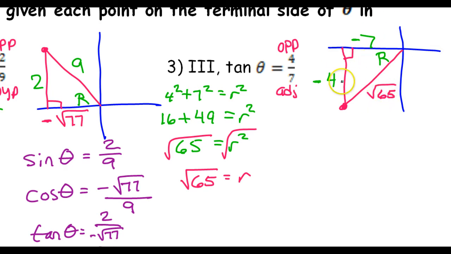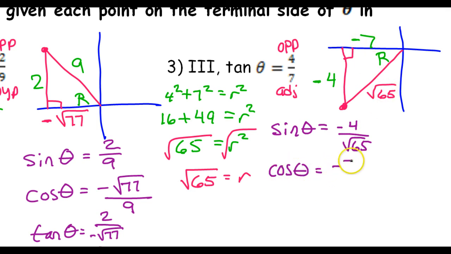Now that we have all 3 sides of the triangle, we can make all 6 trig functions. So, for example, sine of theta is going to be opposite over hypotenuse. So that'll be negative 4 over radical 65. Cosine is adjacent leg over hypotenuse. So negative 7 over radical 65. Tangent is opposite over adjacent. So negative 4 over negative 7 simplifies to positive 4 over positive 7.